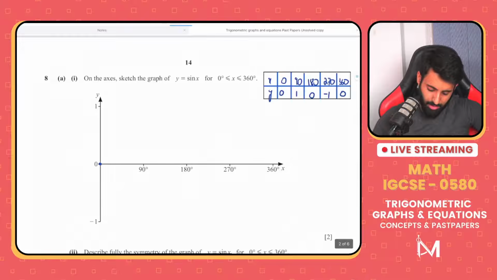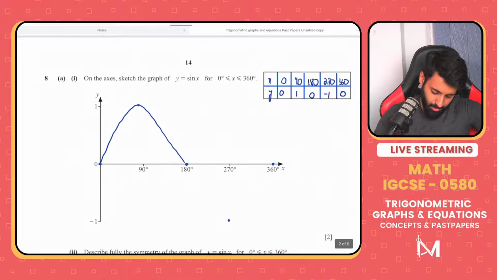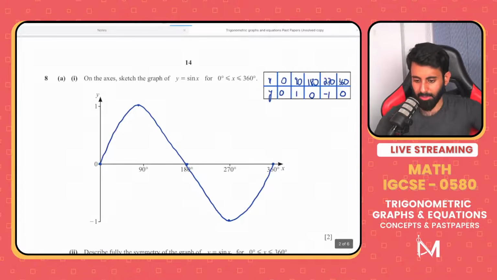So at 0, it's 0. At 90, it's 1. At 180, it's 0. At 270, it's -1. And at 360, it's 0 again. So there you go. Just put this all together and make a nice and smooth curve. Sorry, not quadratic. I don't know why I said quadratic.